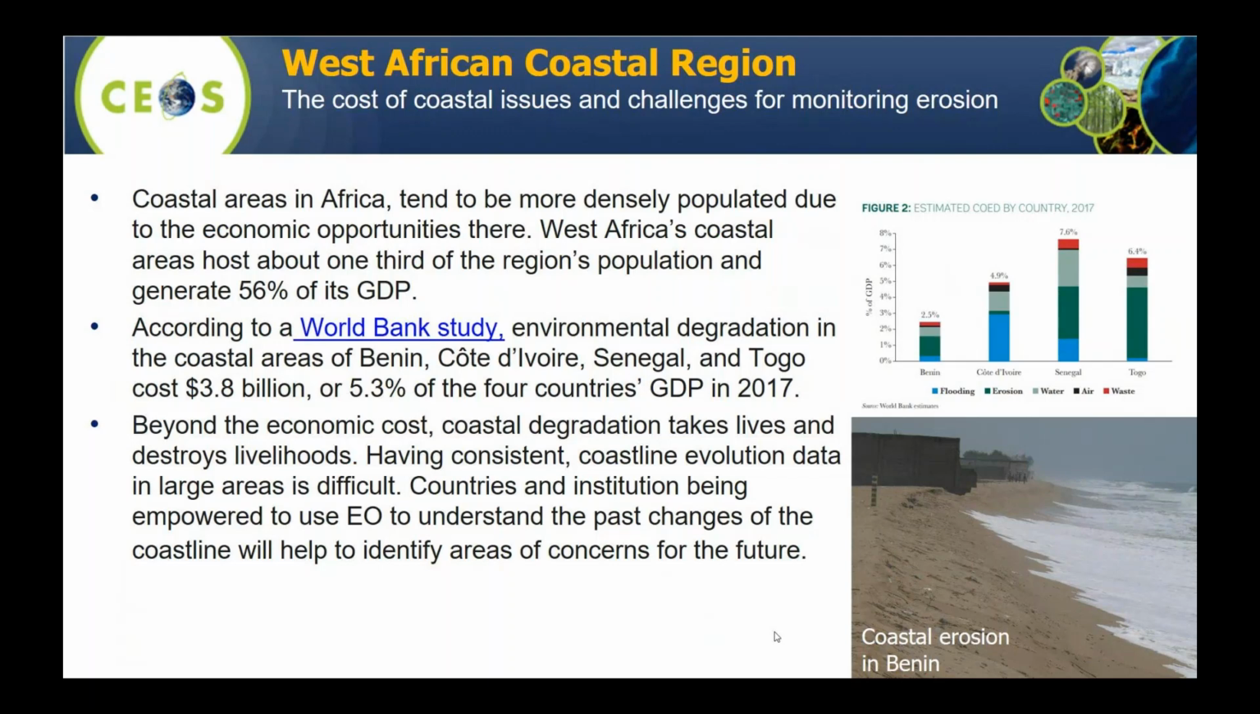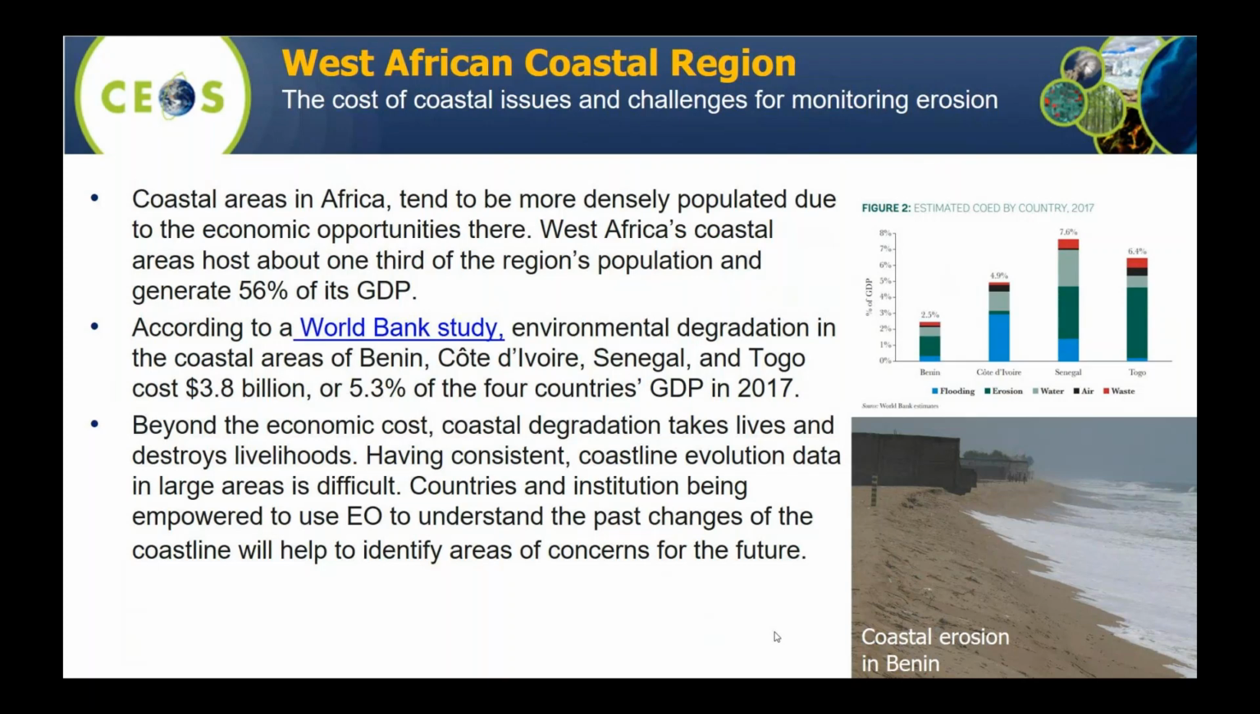So what we're tackling in this project is the challenge of getting a consistent coastal evolution data set, covering these large areas, which is really crucial because the drivers of coastal change really happen at a lot of different scales. And countries and institutions are increasingly becoming aware and endorsing Earth observation data as the vehicle to try and understand the past changes and also look towards the future in terms of a monitoring capability.